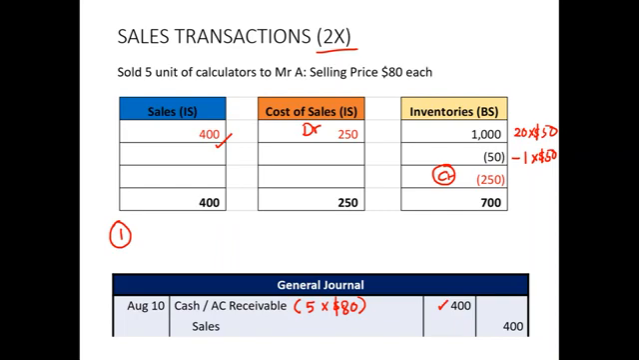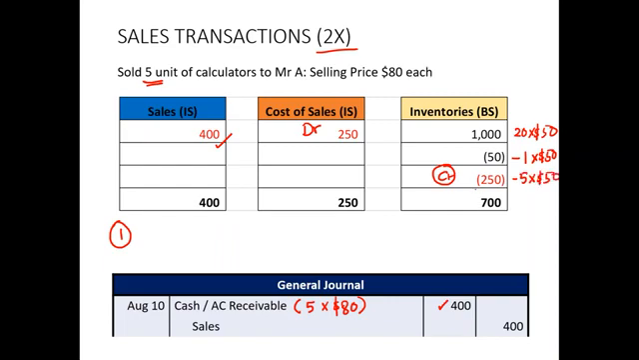So what happened to the balance of your inventory? Increase or decrease? When you sold the item to Mr. A, your inventory balance will reduce. How many you sold? 5 units. Sold means you hand over the item to your customer. So I'm going to minus by 5 here. 5 multiplied by 50.